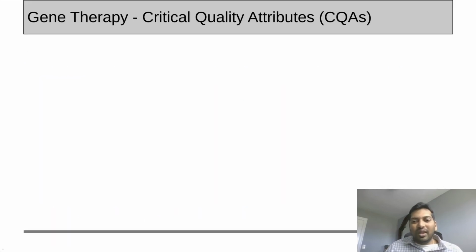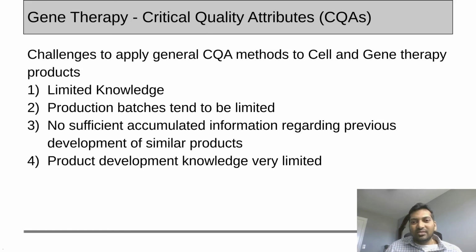So as I said, we talked a lot about critical quality attributes. There are multiple challenges in applying the traditional approach to critical quality attributes for cell and gene therapy products. The schema I showed you before has been defined for small molecules and recombinant proteins, and people have applied that schema and were able to identify the critical quality attributes easily for those other products.